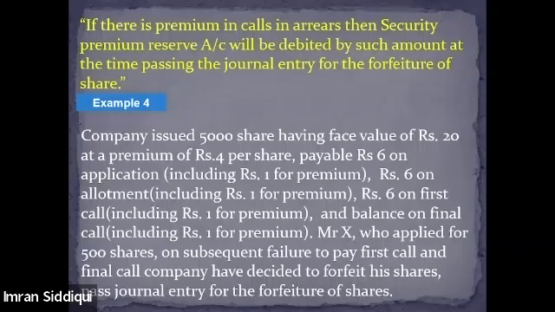Okay. So example number 4. It says the company issued 5,000 shares having a face value of rupees 20 at a premium of rupees 4 per share, payable rupees 6 on application, rupees 6 on allotment, rupees 6 on first call and balance on final call. Mr. X, who had applied for 500 shares, failed to pay the first call and final call. The company has decided to forfeit his shares. Pass journal entries for the forfeiture of shares.